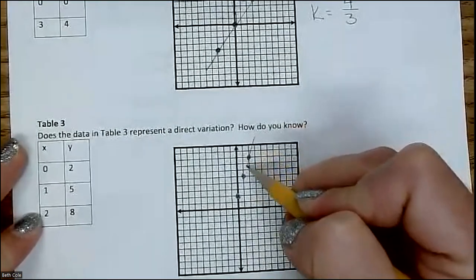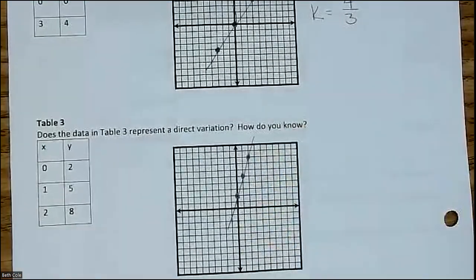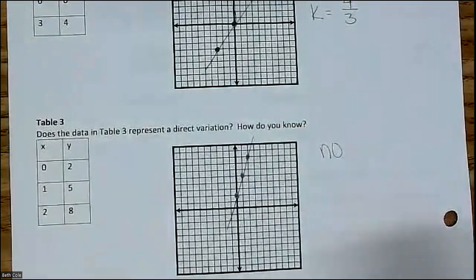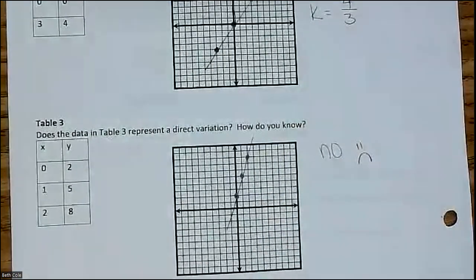And you can connect them too. They do make a line, but why? Good. It's a no because it does not go through 0, 0. So it is a line, but it's not a direct variation. Not what we're looking for. Bummer.